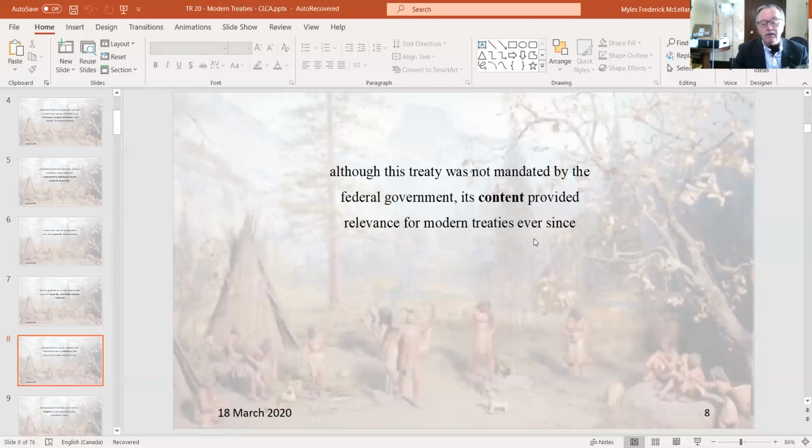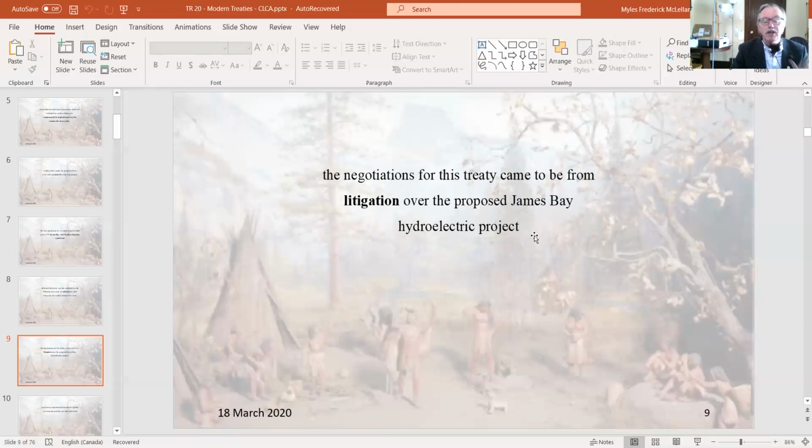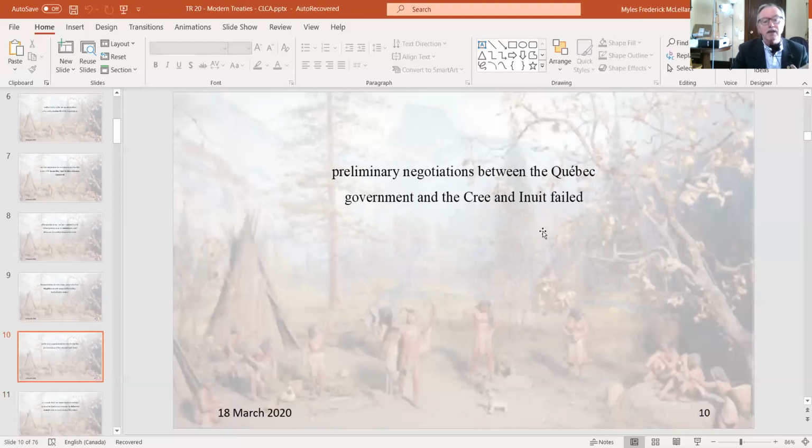So again, even though it's now 45 years since this treaty was put in place, it's really never been challenged as to its validity. Negotiation for the treaty came about as a function of litigation over what was proposed to be an incredibly large development in northern Quebec that was going to be and has become the James Bay hydroelectric plant. So worth billions of dollars in today's monies.